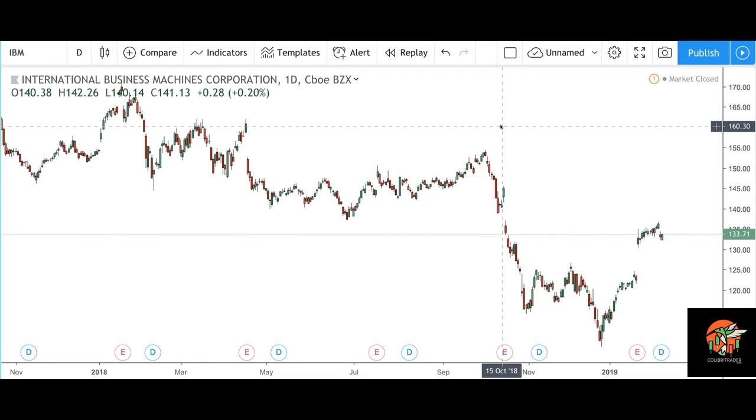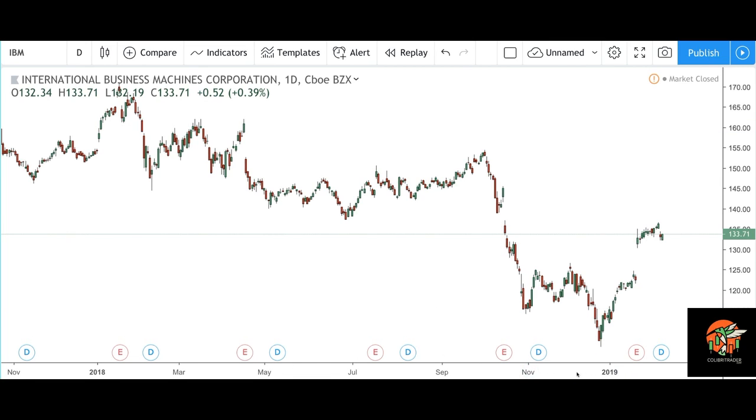We can use supply and demand zones with stocks and shares. And here is the IBM daily chart, which I wanted to actually walk you through, especially the most recent action.